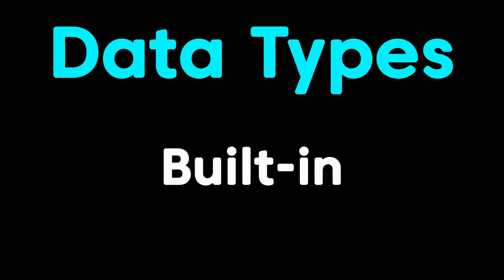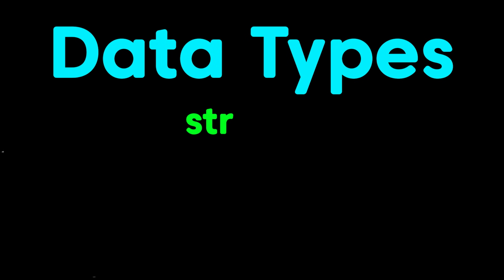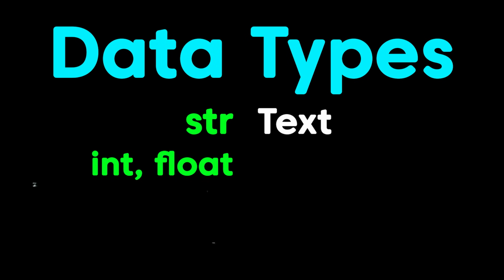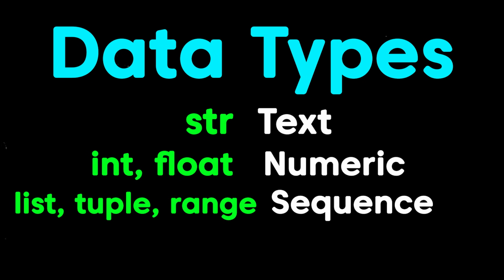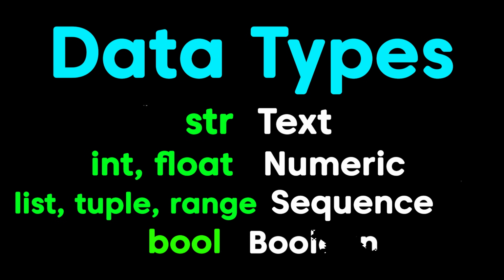Let's now go ahead and look at data types. Now there are a lot of different types of built-in data types. In programming, data type is a very important concept. Variables can store data of different types, hence data types. Some of the data types that are built into Python are str or string for text, int or integer, and float for numeric types, list, tuple, and range for sequence types, as well as bool for Boolean types. We'll be having a look at most of these in a bit more detail in just a second.